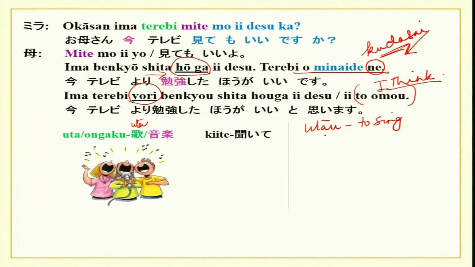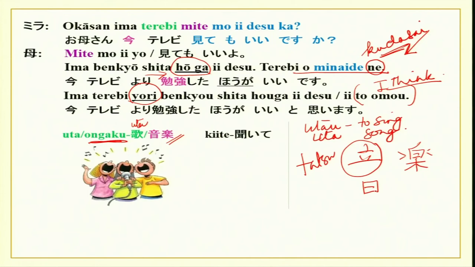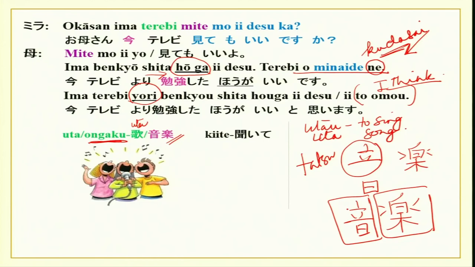Uta is song and ongaku is given over here, which is music. Now, before I do anything else, very quickly, this kanji you have done earlier. What does it mean? It means tanoshi. So, when you add this character, which is tatsu, to nichi, what does it become? It becomes oto. So, ongaku is written like this. This character plus tanoshi oto is ongaku, something which is very lively and very happy, gives you happiness. That sound which gives you happiness is ongaku, which is music.